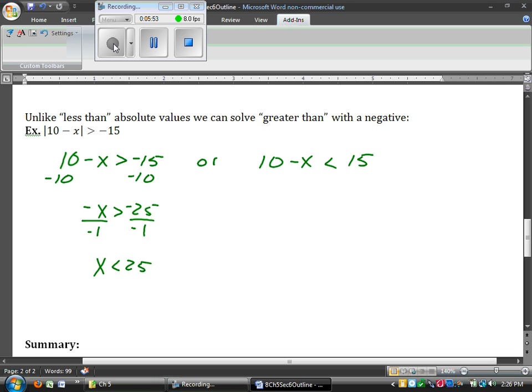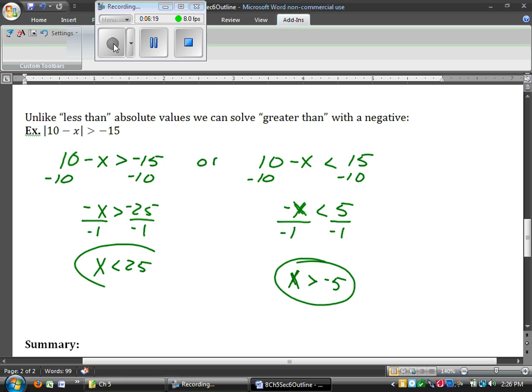When I solve the other side, subtract 10, negative x is less than 5. Divide by negative 1 again. This time, let's see if the girls know what to do when I divide by a negative. You flipped the inequality sign, Mr. DeZorio. Good job, girls. So now x is greater than negative 5. And there are our answers.